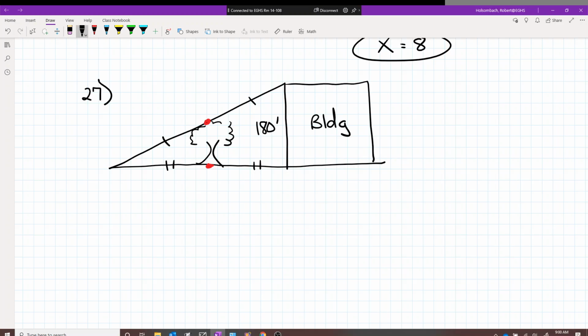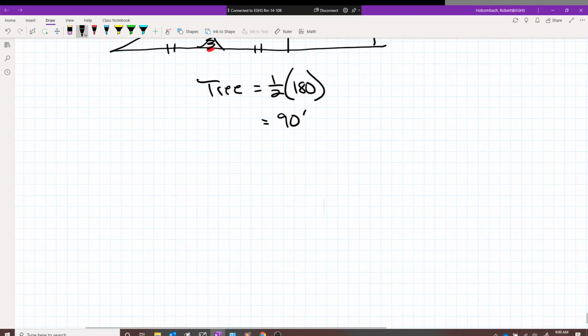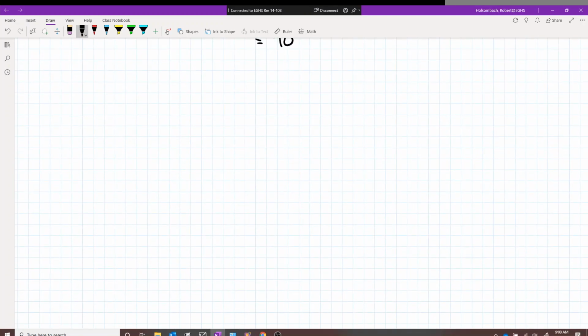What is the height of the tree? It's the same principle as the last problem. The height of the tree, right here, is going to be half of 180. So the tree equals 1/2 of 180. So your tree equals 90 feet tall. Alright, number 28.